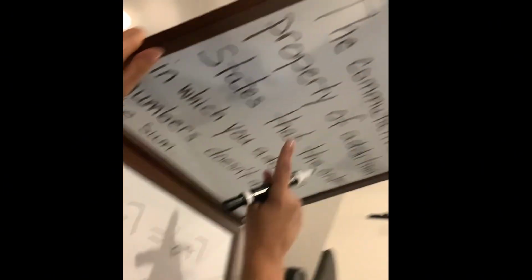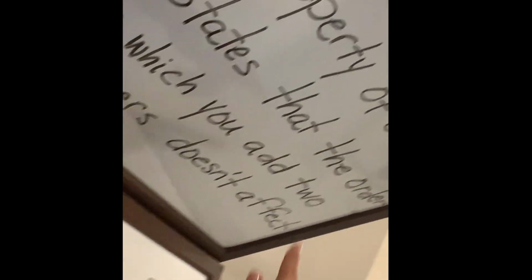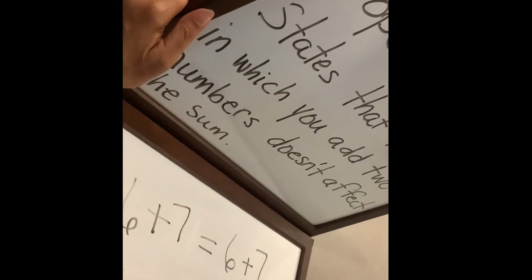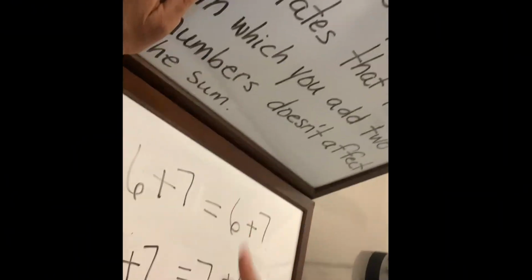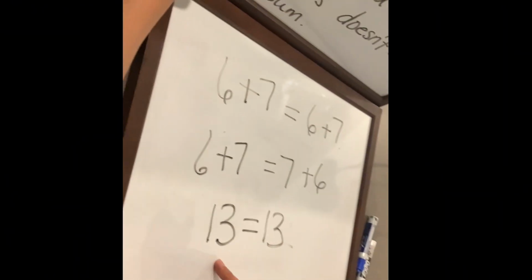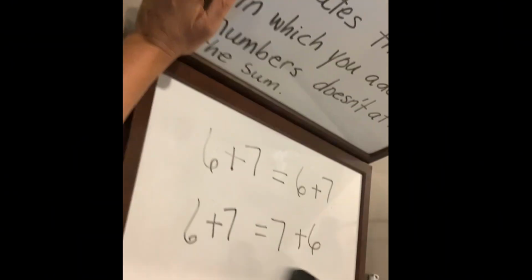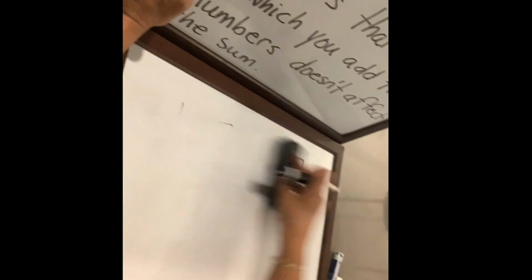The commutative property of addition states that the order in which you add two numbers doesn't affect the sum. 6 plus 7 is 13. 7 plus 6 is 13. So let's try some more numbers, just to practice that. May I have numbers, please?